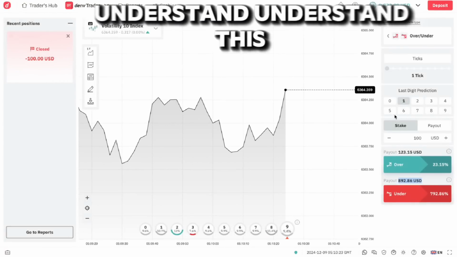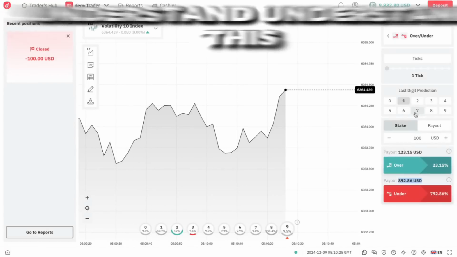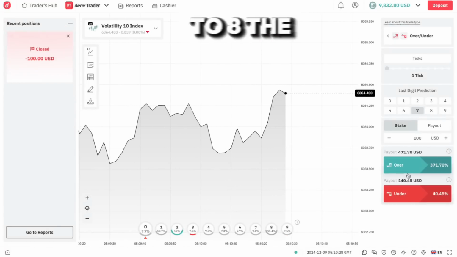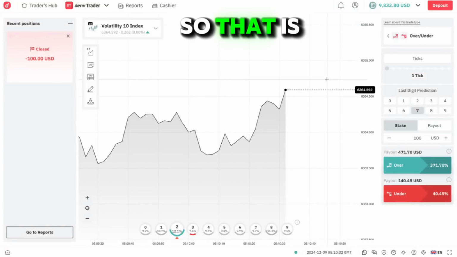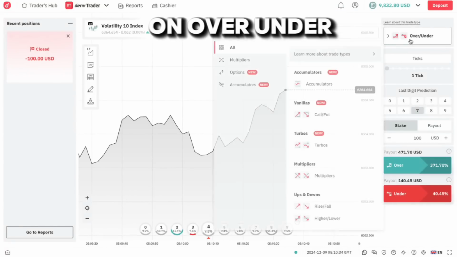So just understand this. All the way to 7 to 8, the payouts keep changing. So understand the market that you want to trade. So that is all on synthetics on over under.